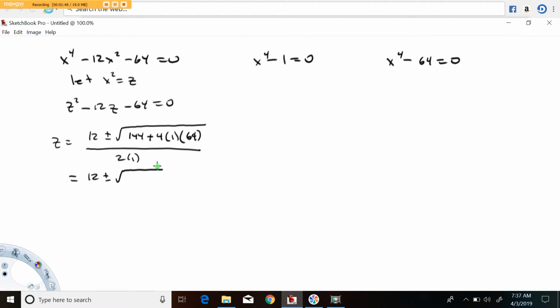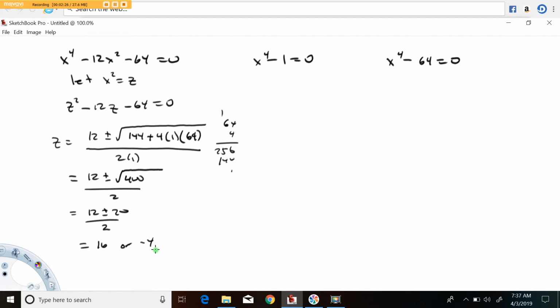So 12 plus or minus the square root of... let's investigate what we've got in here. 64 times 4 is 256, and then plus 144, that's 400. Yes, 400, and then over 2. So we're going to have 12 plus or minus, and the square root of 400 is 20. So 12 plus 20 is 32, over 2 is 16. 12 minus 20 is negative 8, over 2, that's negative 4.